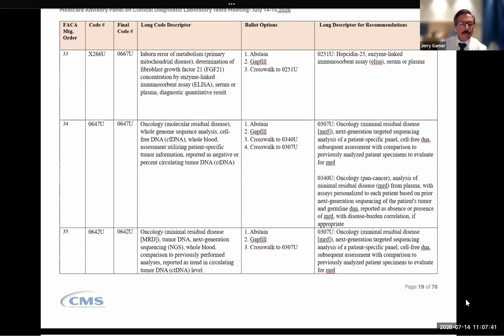This test is for inborn metabolic error to determine fibroblast growth factor 21, or FGF21, concentration by ELISA using serum or plasma. This test had no sponsor for the annual lab meeting and no presentation was received. After researching the assay, the test donor appears to be Children's Colorado Hospital Laboratory. The subcommittee recommends crosswalk to 0251U, hepcidin 25 by ELISA. Both tests are straightforward ELISA-based quantitative biomarker tests and are analogous to the FGF21 descriptor.